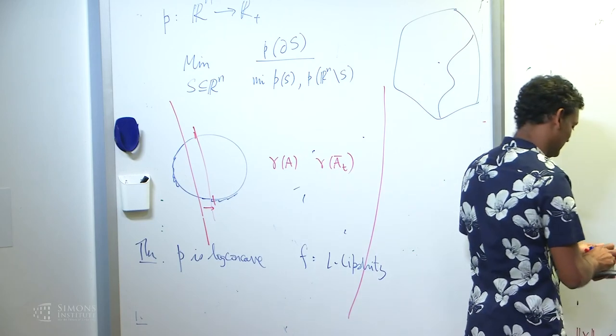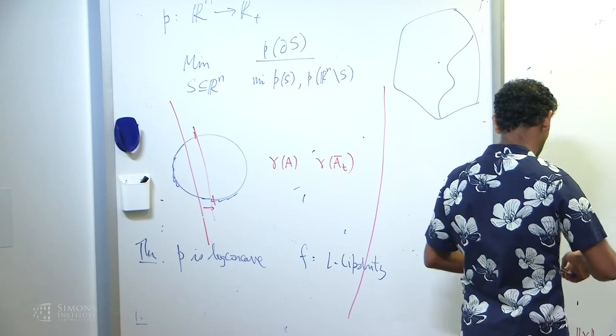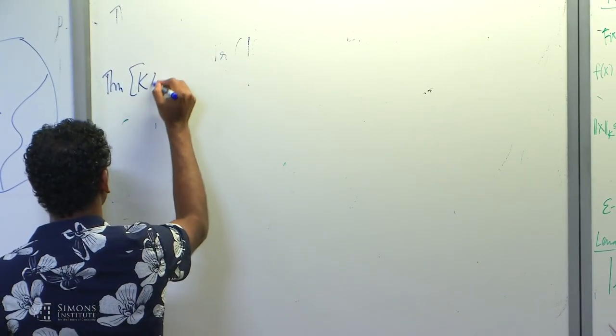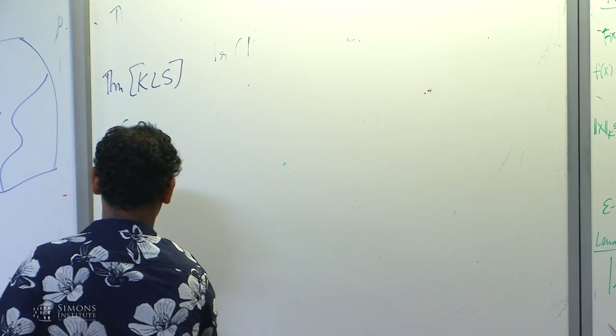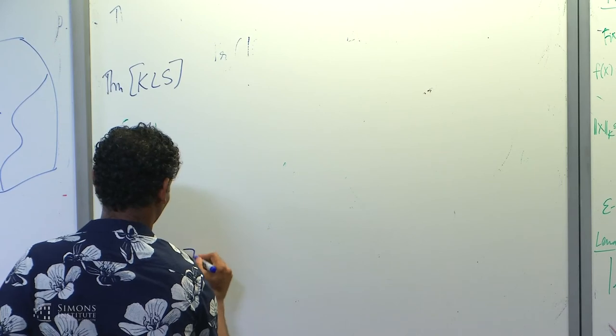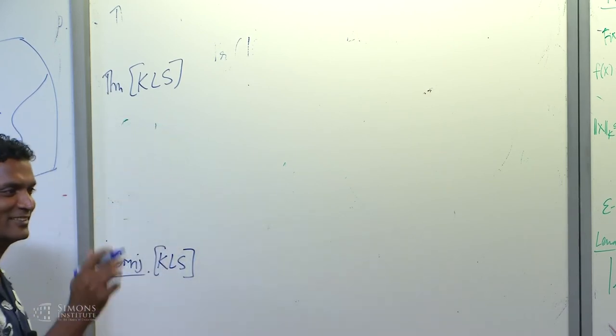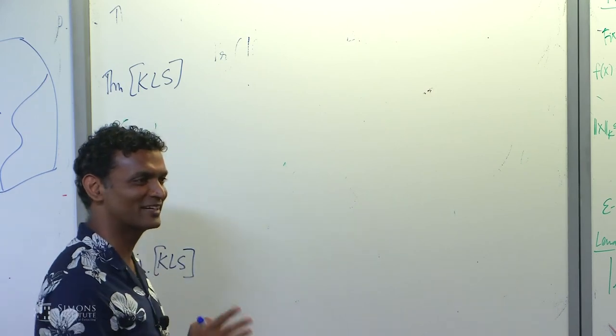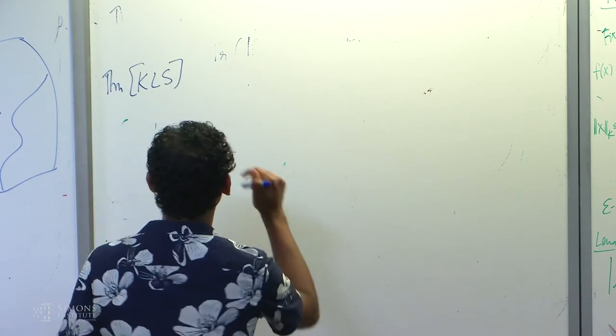The theorem is by Kannan, Lovász, and Simonovits, and the conjecture is by the same people. So Ravi is here, so you can ask him more. I believe he likes avocados too, but might not be the source.